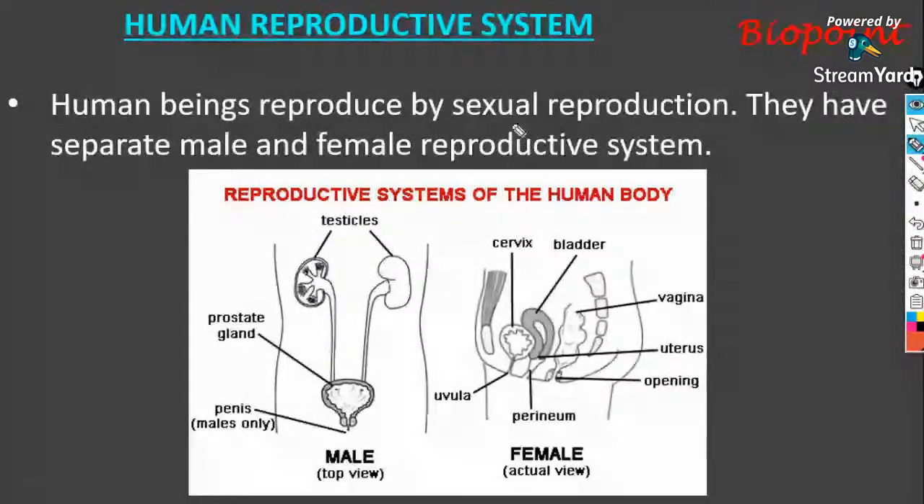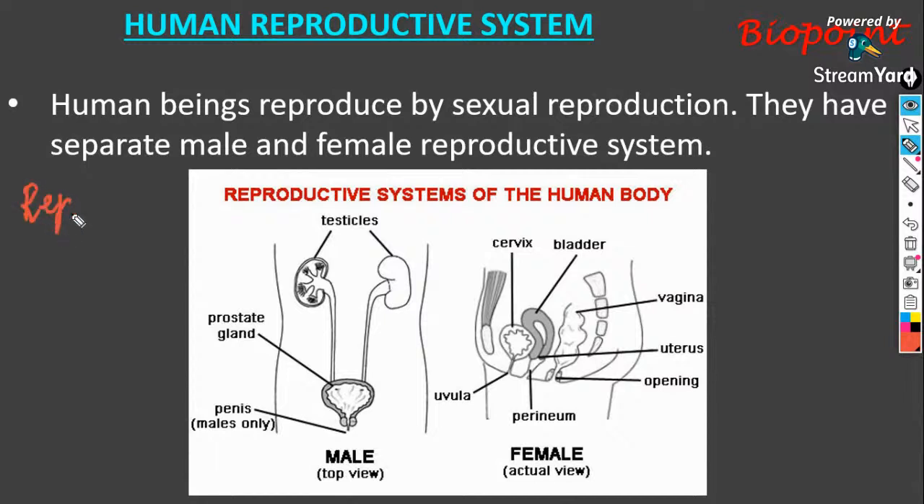Human beings reproduce by sexual reproduction, the familiar thing which you are studying from your lower grades itself, right? All human beings, especially mammals, have only one type of reproduction, that is the sexual mode of reproduction. Comment on the chat box, what are the two different kinds of reproduction?